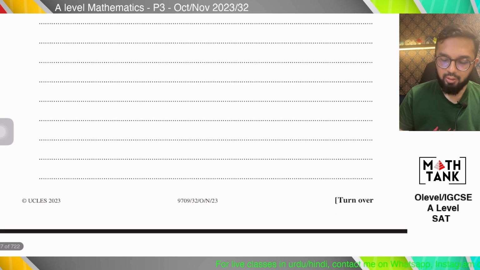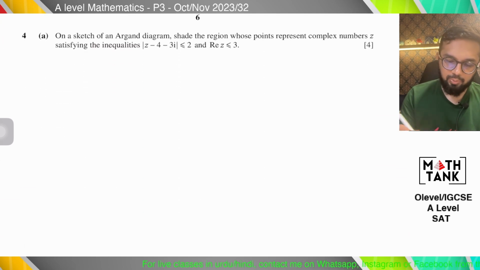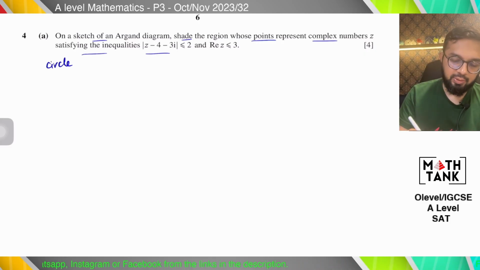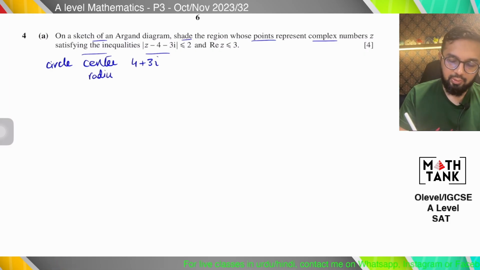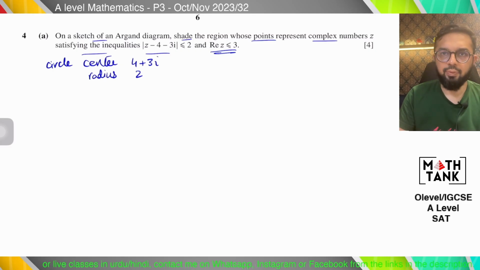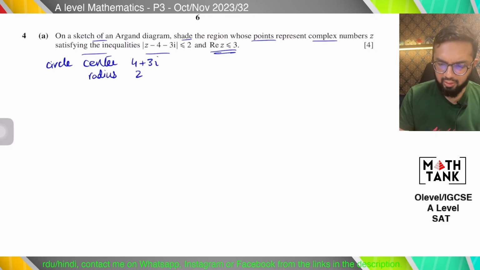Okay, moving on. We have question number 4. Question number 4 says, on a sketch of an Argand diagram, shade the region whose points represent the complex number z satisfying this. So this is a circle. The first one is a circle, center 4 plus 3i, and radius 2. And Re z is basically the real value of z. So the real values are plotted along the x-axis. So I'm going to say that this is the line x equals 3.